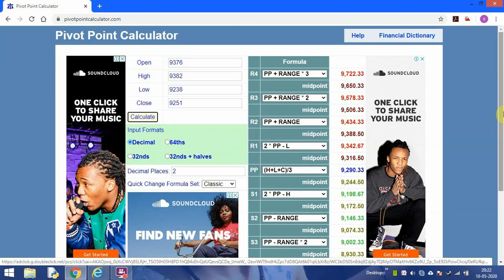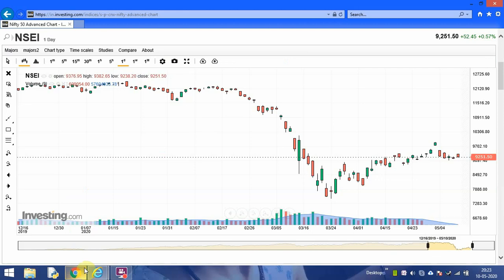Use this pivot point calculator because it uses open, high, low, close. Some of them are not using these 4 values. This one is much more reliable. And you can use the Nifty option chain. People in other countries can use their own index. Since Investing is a global site, they can search there also. So this is what I told you.